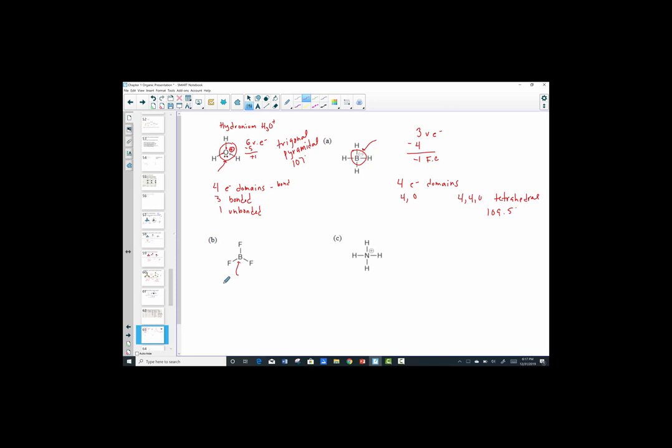Around the central atom, we have 3 electron domains. All 3 are bonded, 0 are unbonded. 3-3-0 is trigonal planar. And here we have 4-4-0, 4 electron domains. All 4 are bonded. 4-4-0 is tetrahedral.